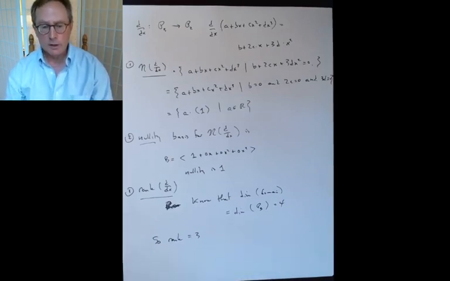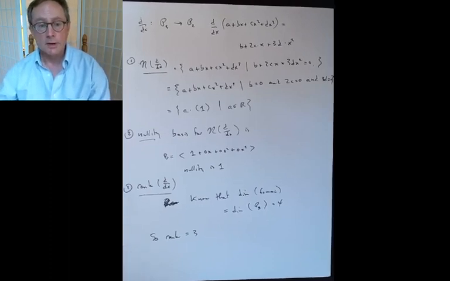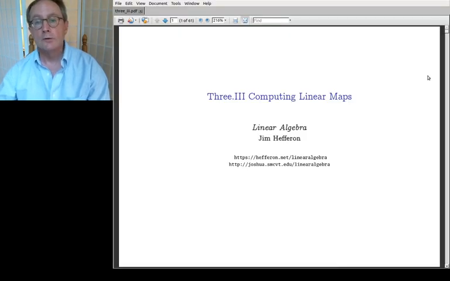So that rank plus nullity equals the dimension of the domain comes up a lot. It turns out to be a very convenient formula. Okay, good. So I'm ready to talk about what I want to talk about today: the scheme for computing with linear maps.